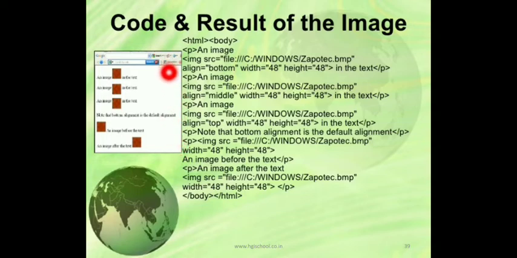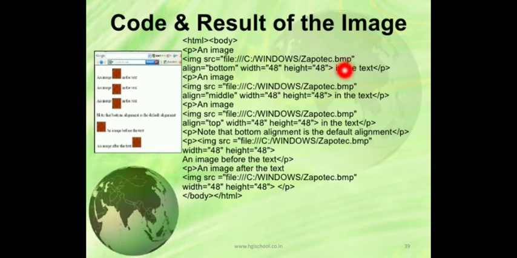Okay, I told you that there are 5 types of alignments. So now we will see the example of align. Here we can see it is written P an image. P means paragraph, the P tag is for the paragraph, and an image is written over here. Then IMG SRC, that means now we will insert an image. IMG SRC Zepotex.bmp. Here they are using the same image.